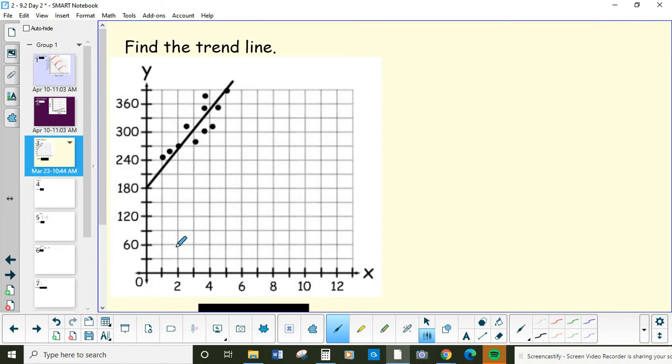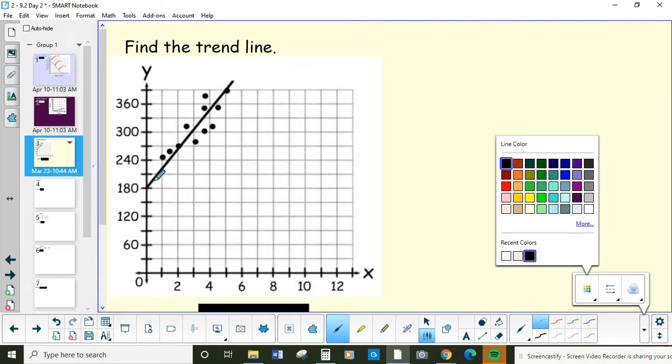All right. And I believe this is our last trend line or line of best fit problem. It looks like we're finding the equation again. I want you guys to pause the video now and do this on your own. So let's see how you guys did.